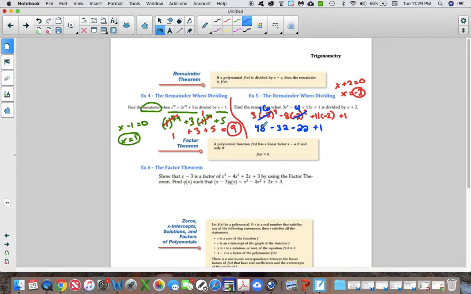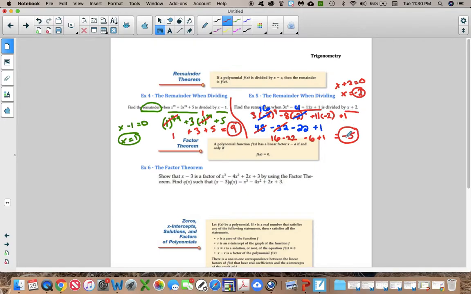Okay, so 48 minus 32, if I do those two things, that will be a 16, and then 16 minus 22, that is -6, plus 1 is -5. So my remainder, if I were to divide this whole thing by x plus 2, I would get a remainder of -5.